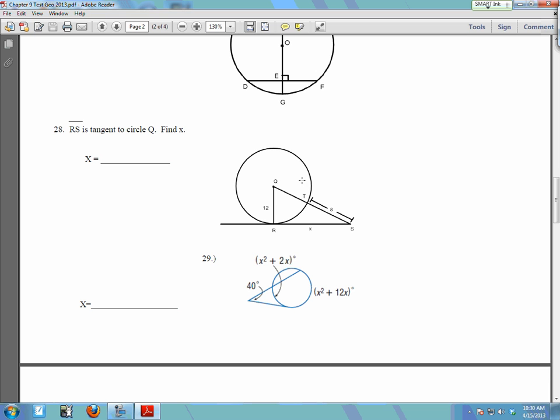This question says RS is tangent to circle Q, find x, so we know that that's a right angle. Hopefully you recognize you've got the Pythagorean theorem here. That's 12, so that has to be 12 as well. So now I want to say x squared plus 12 squared, which is 144, should equal 20 squared, which is 400. So now I get x squared equal to 256, so x has to be 16.